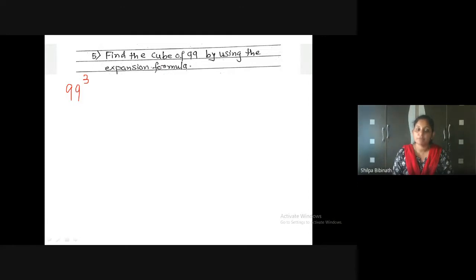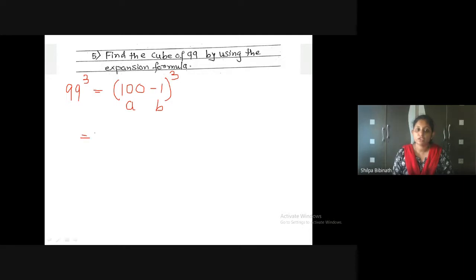So we know one formula is a minus b the whole cube, another one is a plus b the whole cube. So what are we going to do here? The nearest number to this will be what? 100 minus 1. If you do, you will get 99. So in spite of writing 99 cube, what are we going to do? 100 minus 1 is nothing but equal to 99 and the whole cube. So here we get it in the format a minus b the whole cube, where 100 will be a, 1 will be b. Now here there is no variable, just the numbers. So here let's find out.